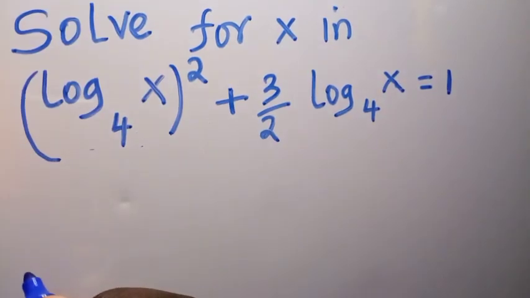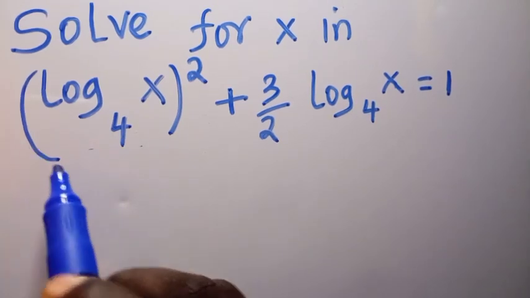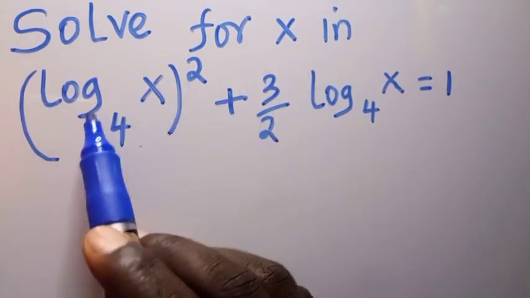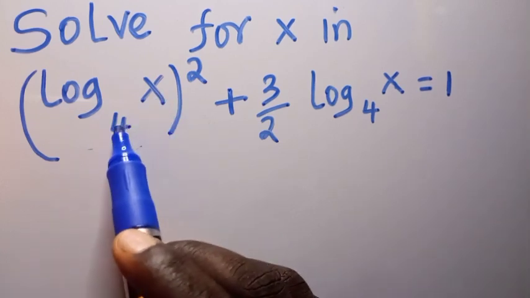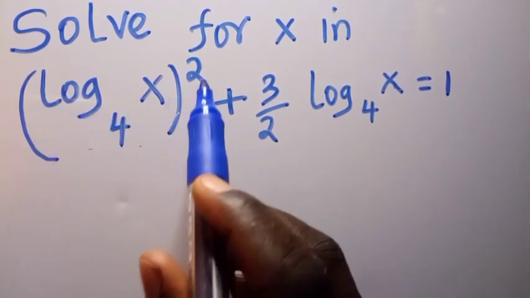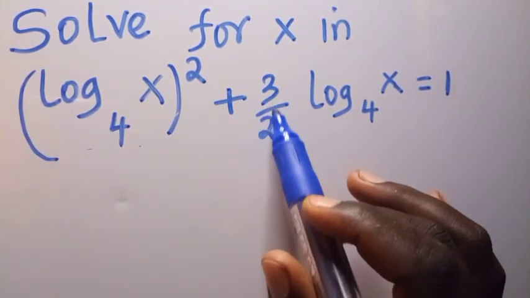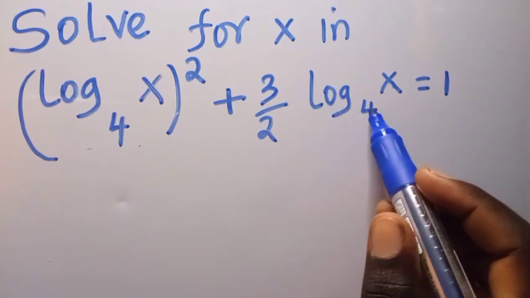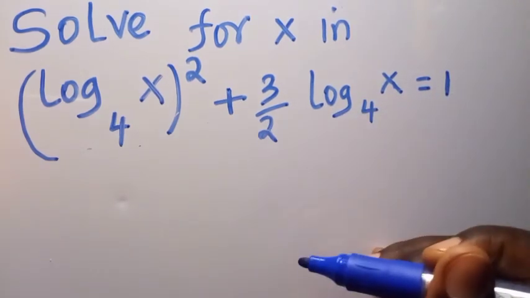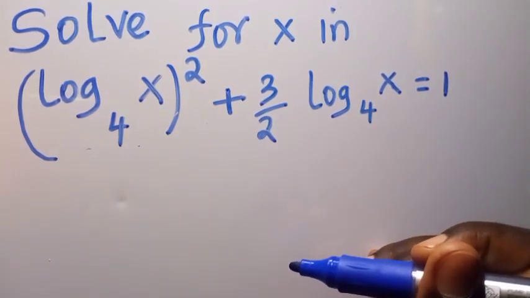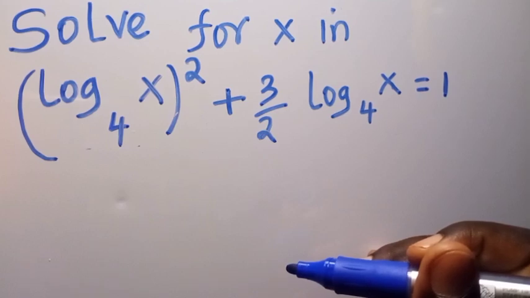Ladies and gentlemen, I want us to look at this question of further logarithm. In this question, it says that solve for x in (log x base 2) squared plus 3 over 2 log x base 4 equals 1. Now, how can we solve for x in this logarithmic equation?